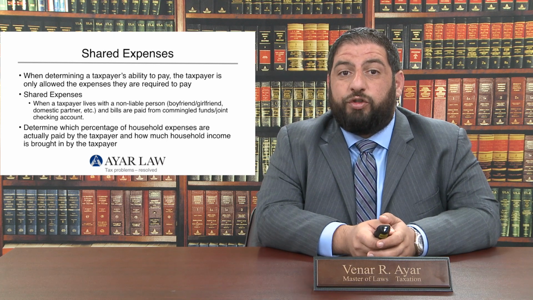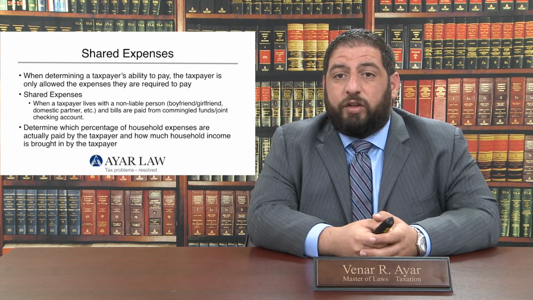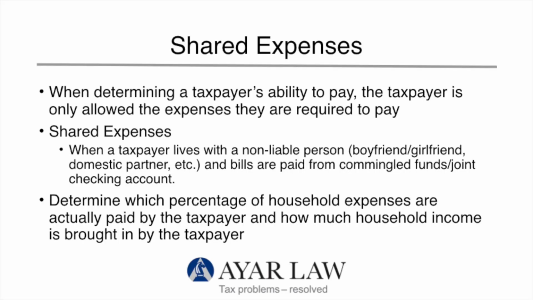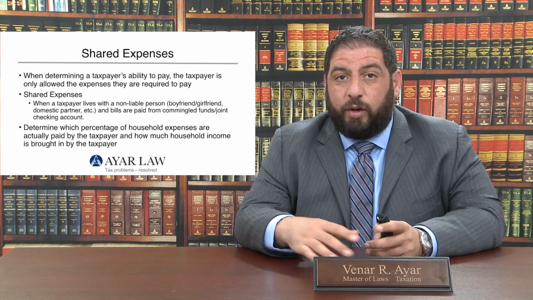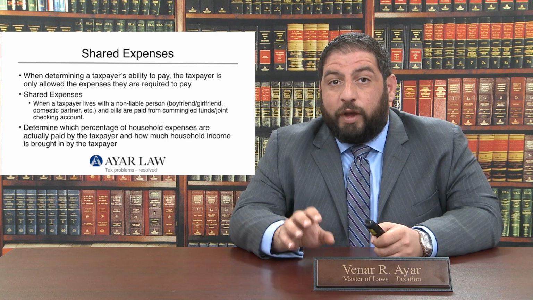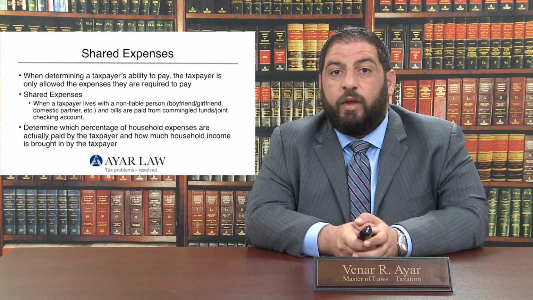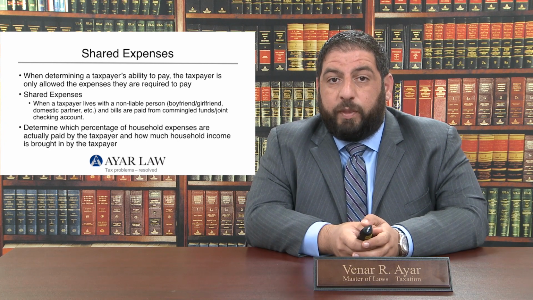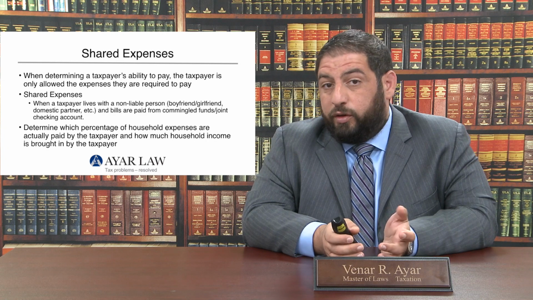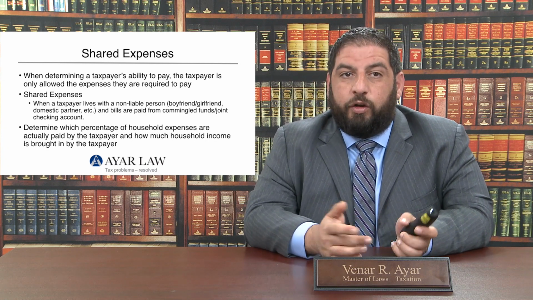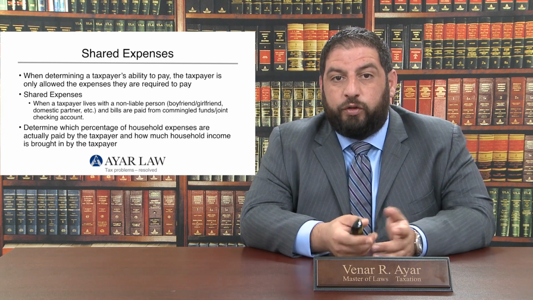Now, when you come across shared expenses and you're determining a taxpayer's ability to pay, the taxpayer is only allowed expenses that they are required to pay. Now, by taxpayer, we're talking about everybody whose income is on the 433A in the income section. Remember when we talked about income, we said generally we use household income, but sometimes when you have separate debts and you have non-liable people, you don't use household income, you only use the liable person's income. So when it comes to shared expenses, and the expenses are shared with somebody whose income is not included on the form, and the bills are paid from commingled funds, which means there's like a joint checking account or they combine their money otherwise and use it to pay the bills.